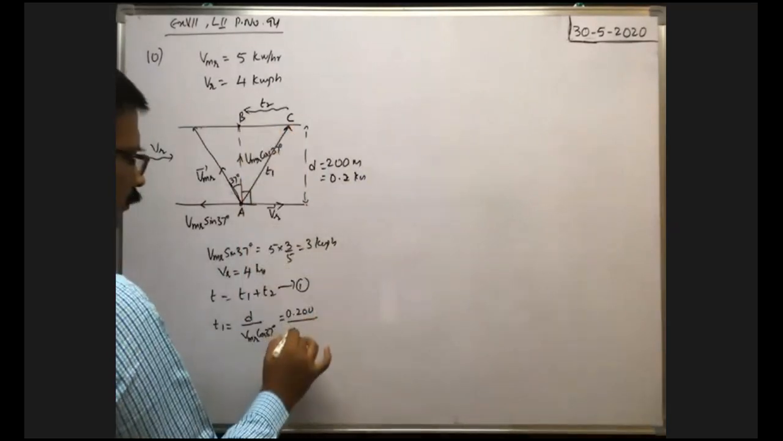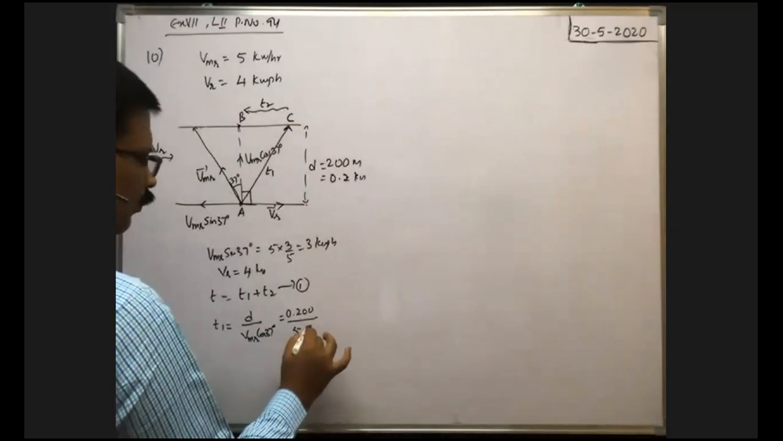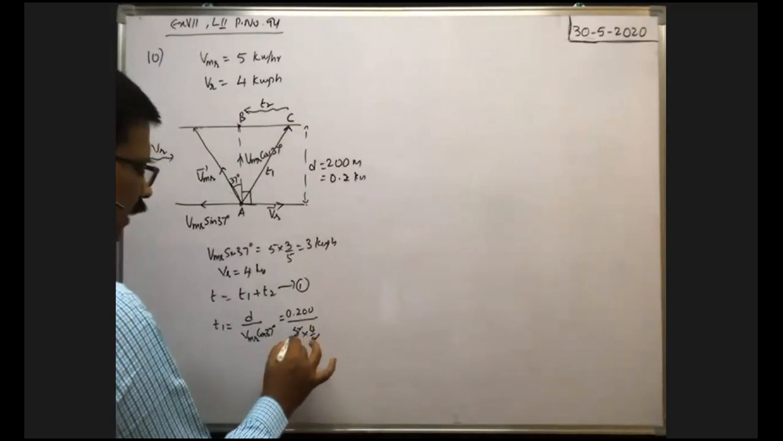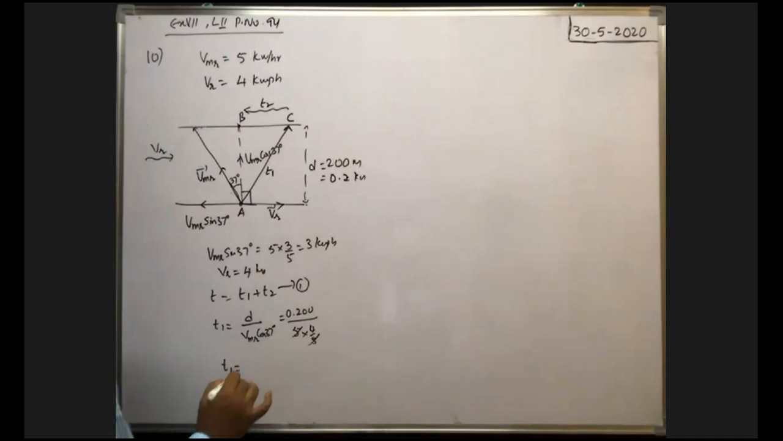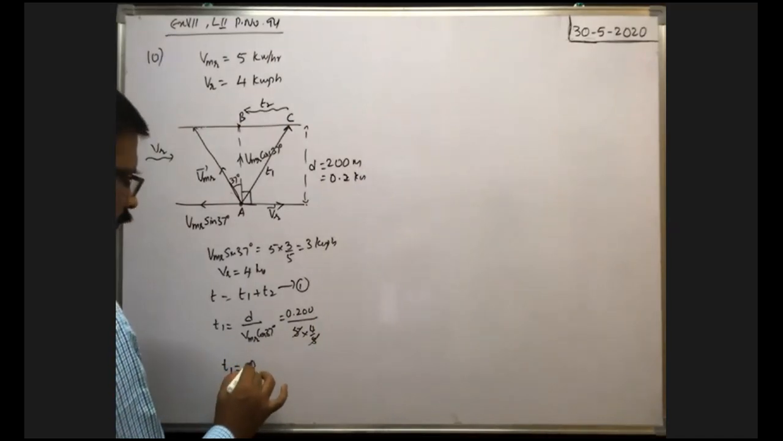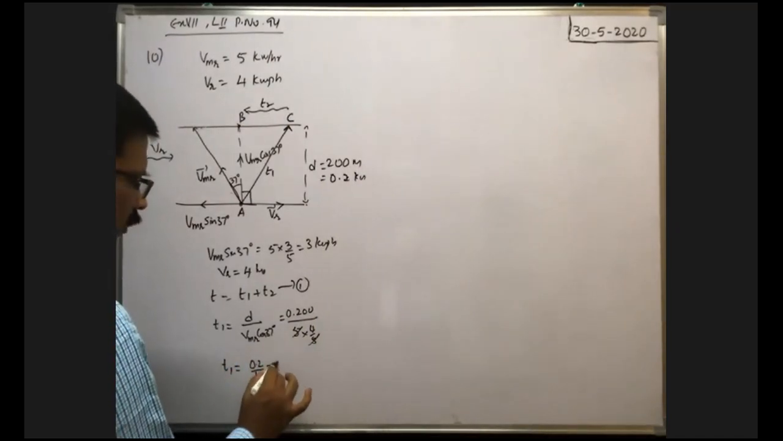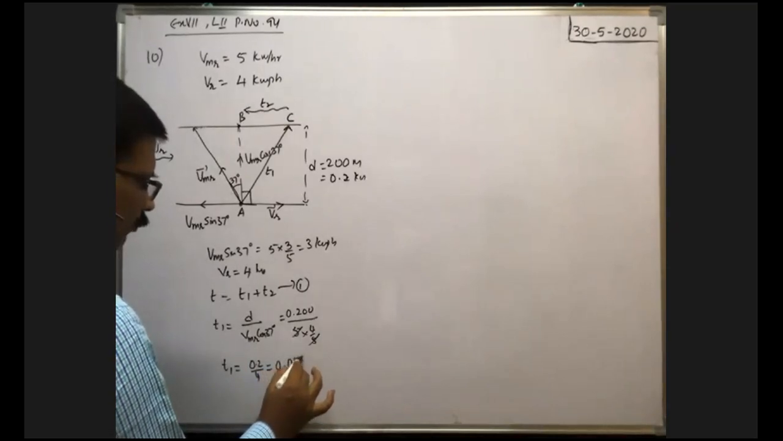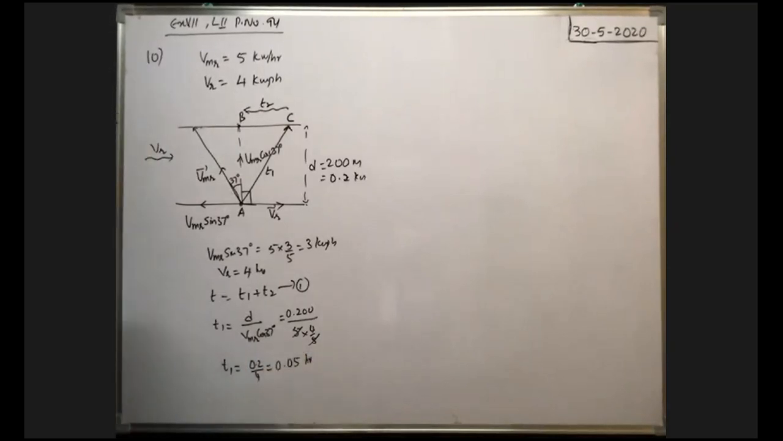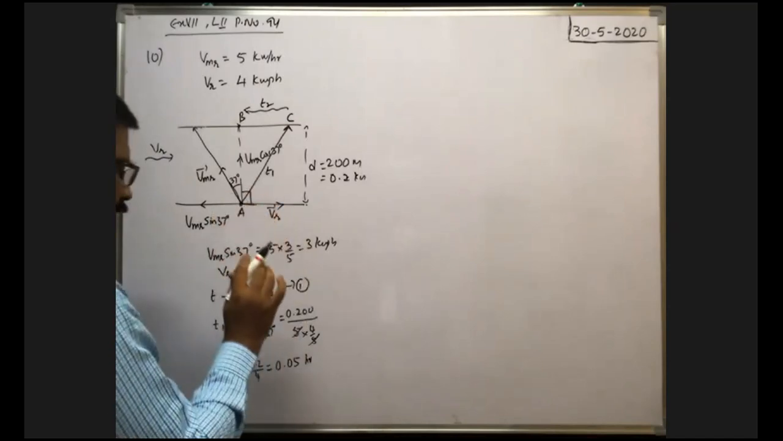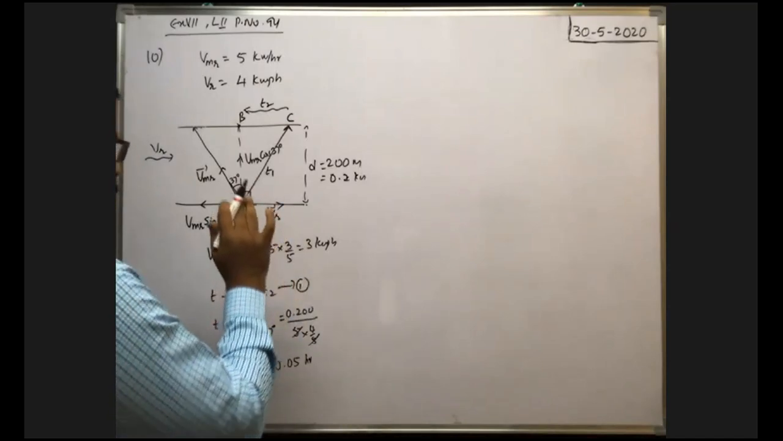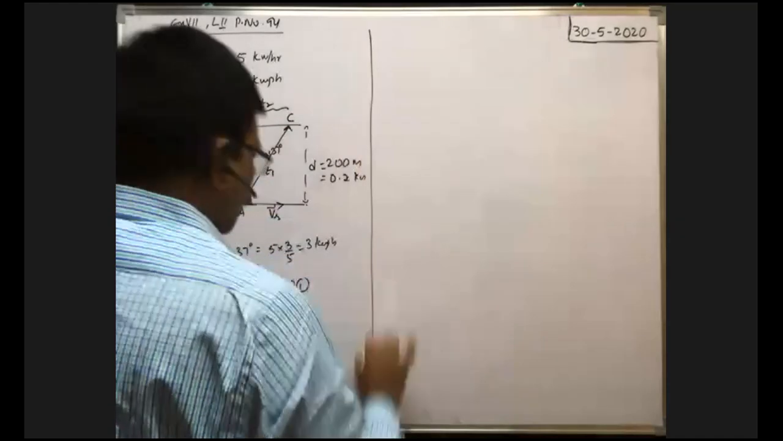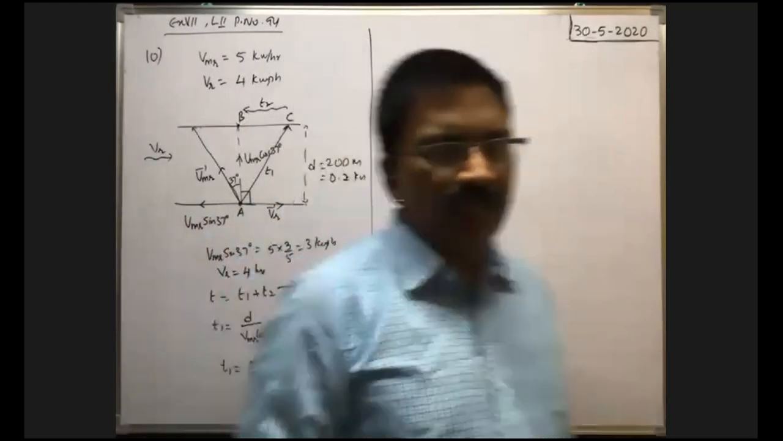VMR is 5, cos 37 is 4 by 5. So 5 cancels. Therefore, T1 is equal to 0.2 by 4, that is equal to 0.05 hours. It is the time taken by the man to cross the river.